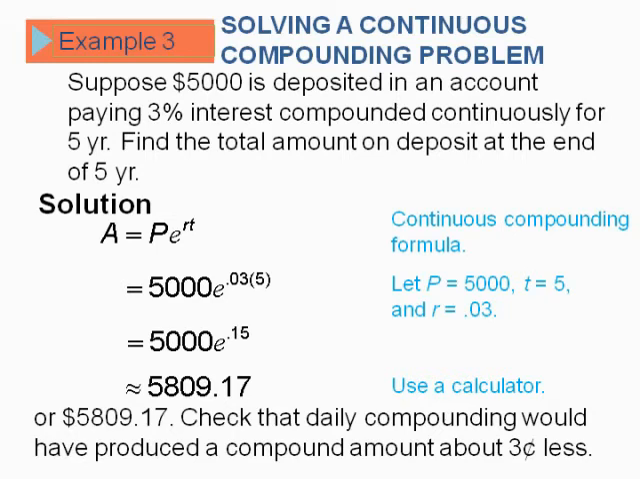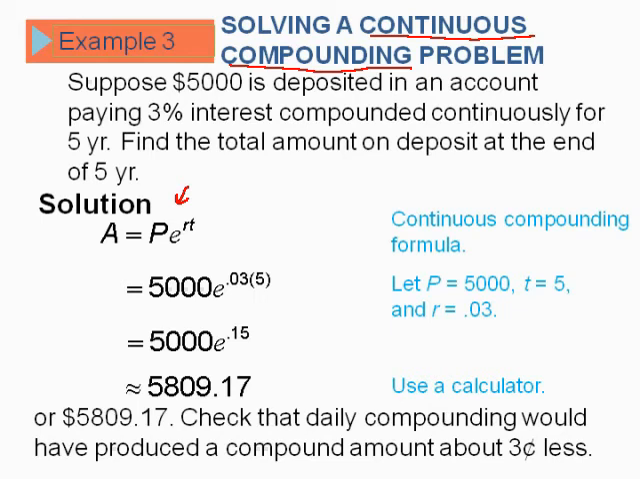Now, you use this formula for continuous compounding. So whenever you see the words continuous compounding, you're not using the one we were doing quarterly or semi-annually or annually. You use this formula, PERT, on the test. All right, so example 3 says, suppose $5,000 is deposited in an account paying 3% interest compounded continuously for 5 years. Find the total amount on the deposit at the end of 5 years.